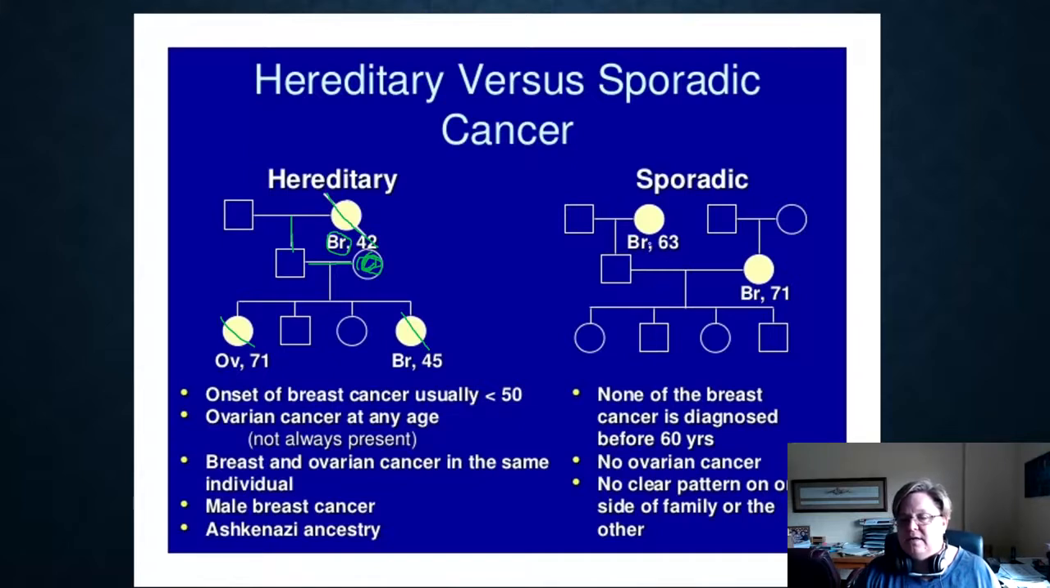family member and this family member aren't really related. They're married, these two are married, but they're not related by anything other than marriage. And so the breast cancer diagnosis is sporadic because we're not seeing it fall through the family line. Typically, breast cancer is diagnosed after 60 years of age. Nobody has ovarian cancer, and there's no clear pattern on one side or the other.